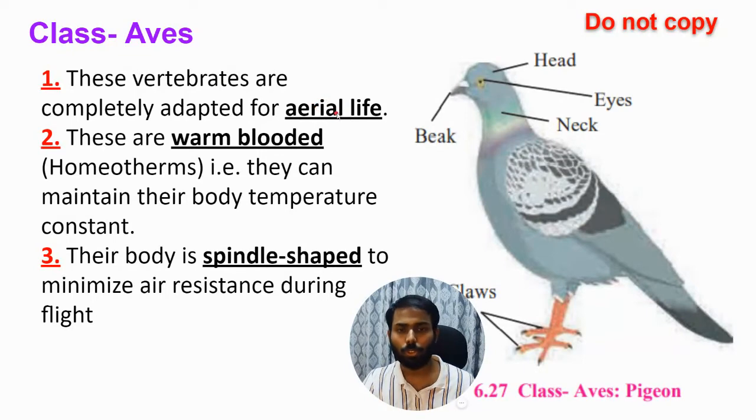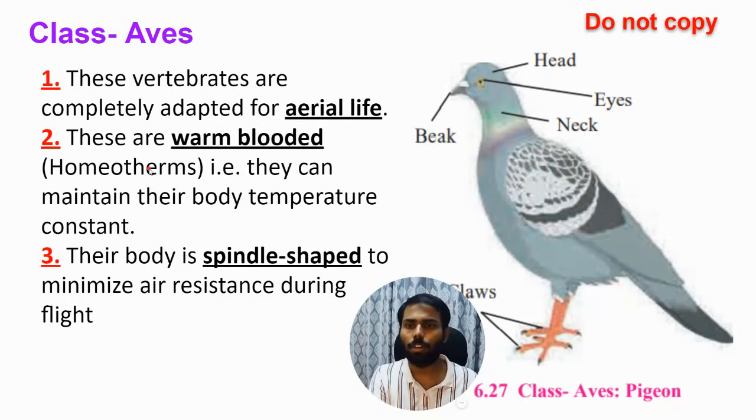Aerial means in air. तो they are adapted यानी उनके बॉडी में चेंजेस आए हैं जिससे वो लोग अभी एयर में जी सकते हैं. ओके, they can live in air as in they can fly. ओके, these are warm blooded. Warm blood के लिए क्या वर्ड है? Homeotherms, not homothermes, homeotherms.